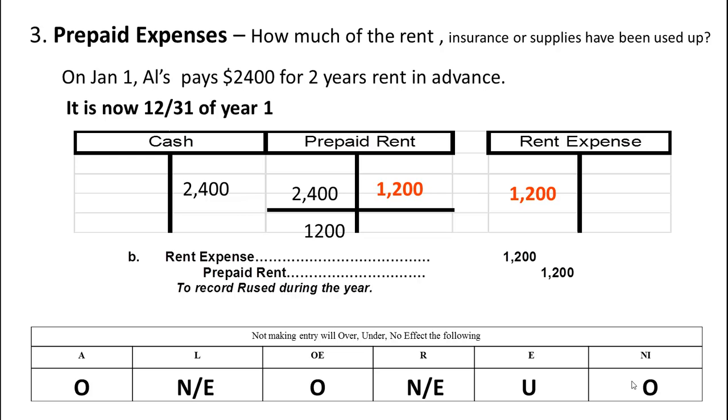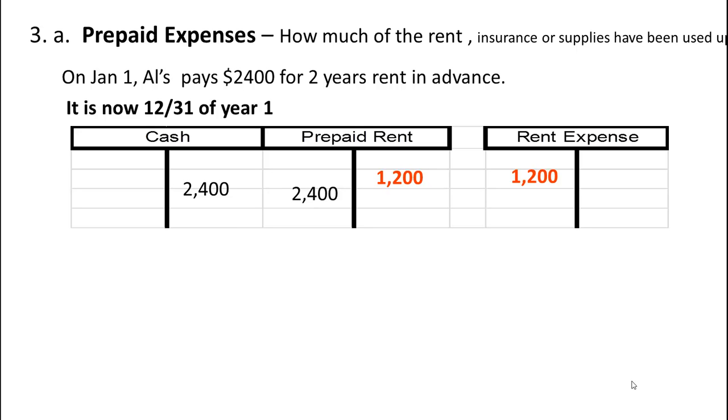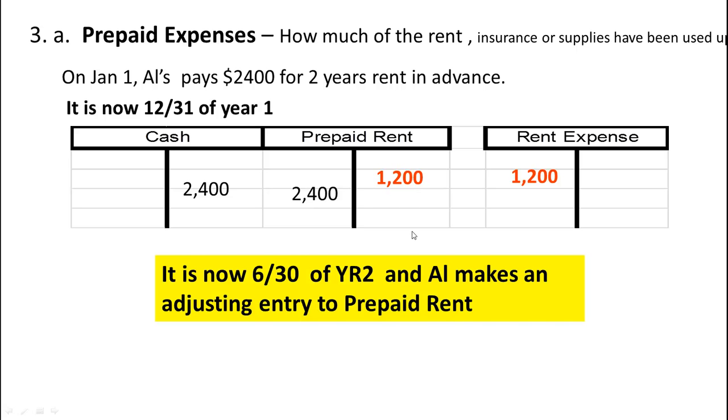Now, let's go into year 2 of this same adjusting entry. There it was in year 1, we've shown that we adjusted down this asset by the amount that's been used up for the first year, and now it's 6/30 of year 2. And Al makes an adjusting entry to prepaid rent. Now, normally we don't make adjusting entries in the middle of the year, but we usually only make adjusting entries when we're getting ready to put together financial statements.